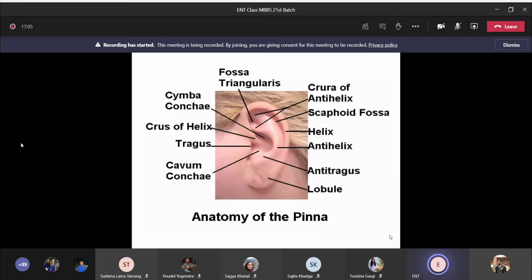So a brief recapitulation of whatever you have learned in your anatomy class, the anatomy of the external ear. The pinna has the fossa triangularis, the lobule, the tragus, antitragus, and then the cavum concha, helix, antihelix, cymba concha above the cavum concha, fossa triangularis, and the crura of the antihelix. Just below the undersurface of the helix, there is the scaphoid fossa. So this is a brief recapitulation of the anatomy of the pinna. Clear?